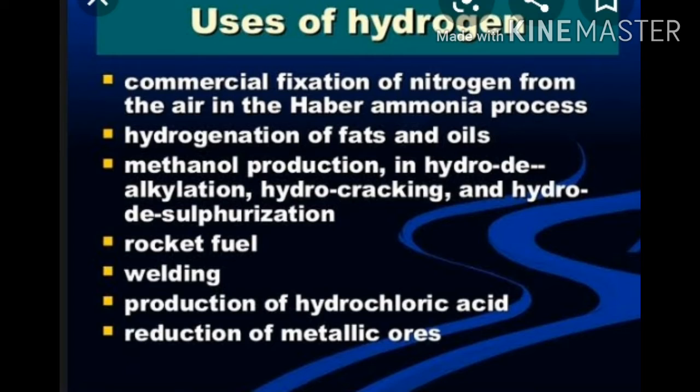Hydrogen is also used in conversion of vegetable oil into ghee, and as a reducing agent in industrial processes. In a simple way we can say that hydrogen is used in the production of ammonia. Hydrogen is also used as fuel in spaceships. So these are all the uses of hydrogen.